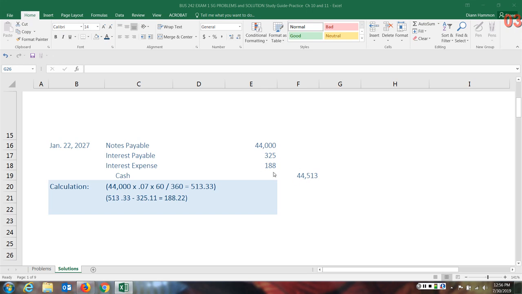After that, you can go in and plug this number if you would like. The total on the debit side has to be equal to the total on the credit side. Also, it's a great idea to go in there and calculate and make sure that the days work out. The total amount of interest, remember, $513.33, that we calculated, minus the $325.11, which was accrued at the end of December, means the new interest expense, this would be for the month of January now, should be $188.22.